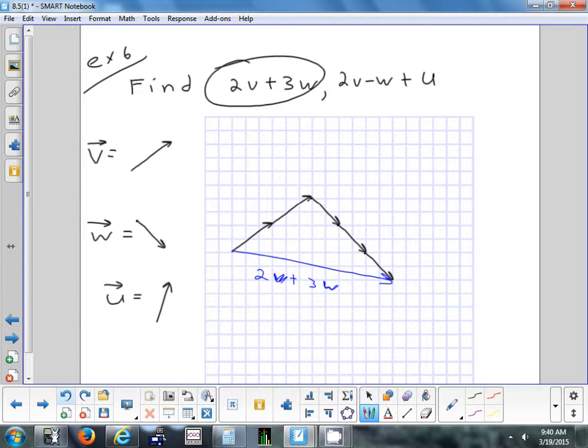Okay, any question on that? So you just have to scale it first and then add them. If they did subtraction, you would just have to find the opposite direction, and then you could scale that bigger or smaller if you needed to. In this case, you wouldn't. You'd just take two of the v's, flip the direction of w, don't scale it at all, and then add u on it. Okay.